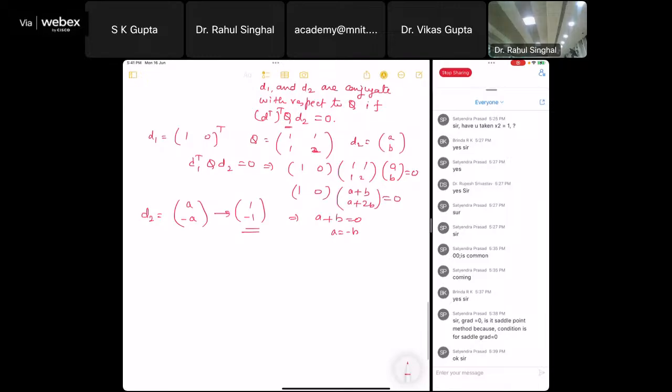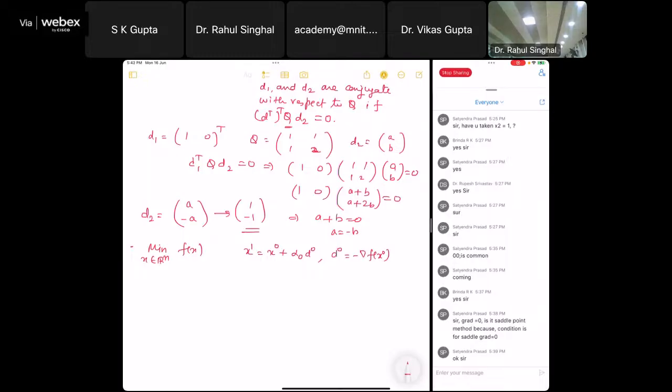So in the conjugate method, suppose you have this problem: minimum of f(x) where x is in R^n. In the conjugate gradient method, we start with x1 equal to x0 plus alpha 0 d0, where d0 I take as the negative of the gradient of f(x0) for the first iteration.